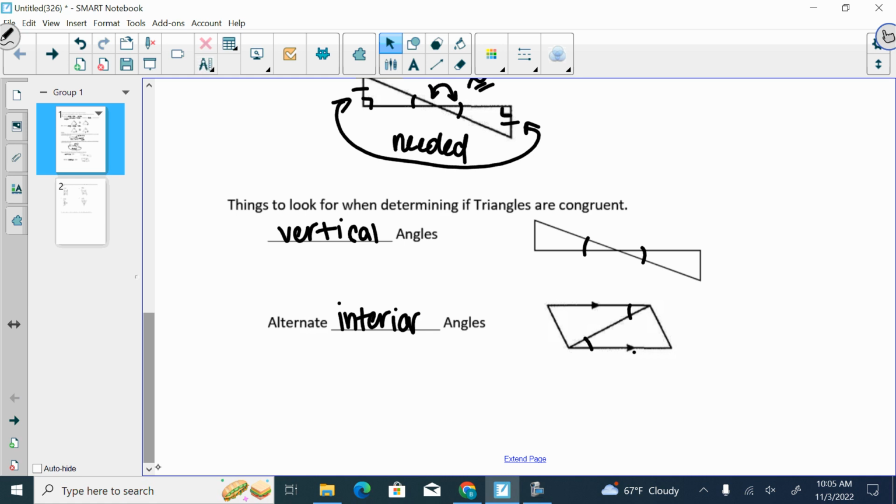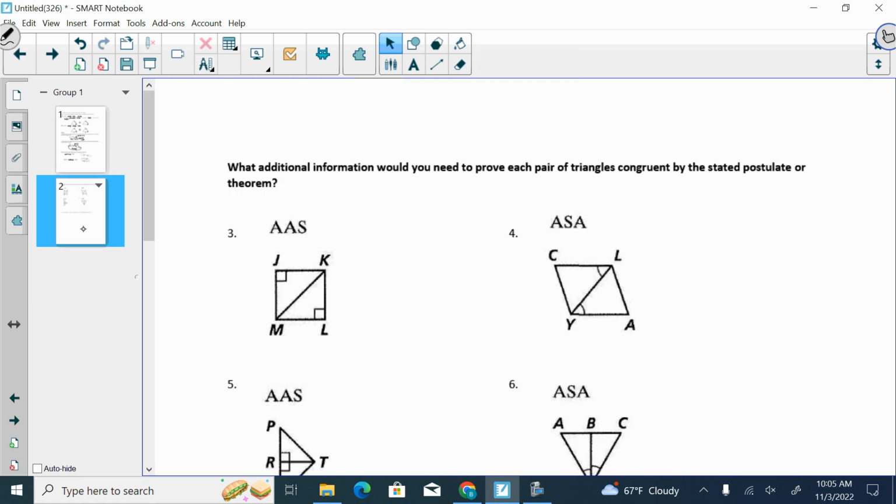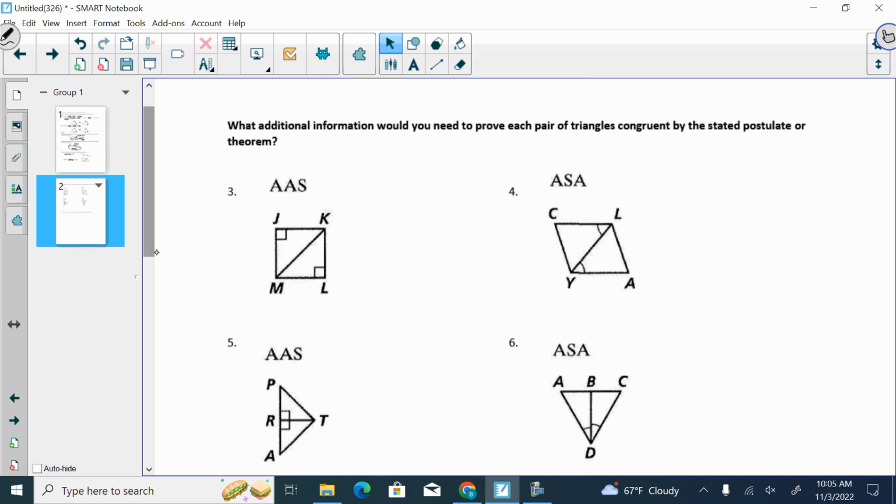Okay, so once you have those, if you will flip it over onto the back, on these next set of problems, they tell you to look for the additional information that you would need in order to prove each pair of these triangles is congruent by whatever postulate they say. Okay? So there's going to be something missing. We're going to tell them what's missing, what needs to be marked congruent so that it will be true. Okay, so on number 3, what did they mark for us, or what's given?